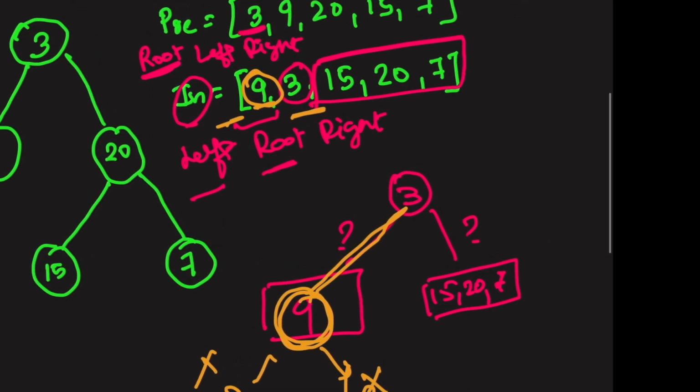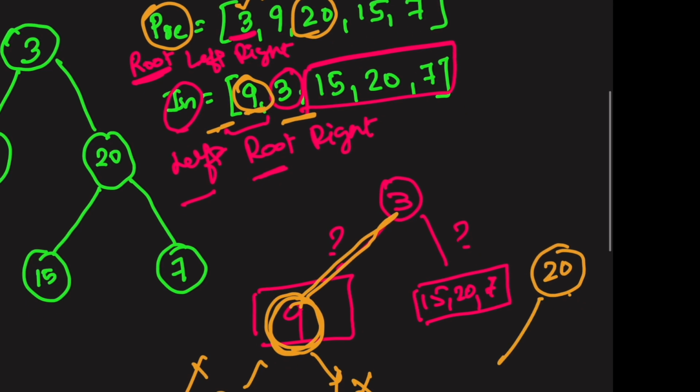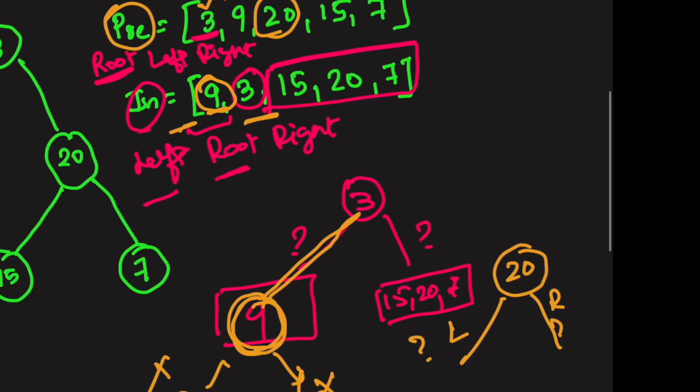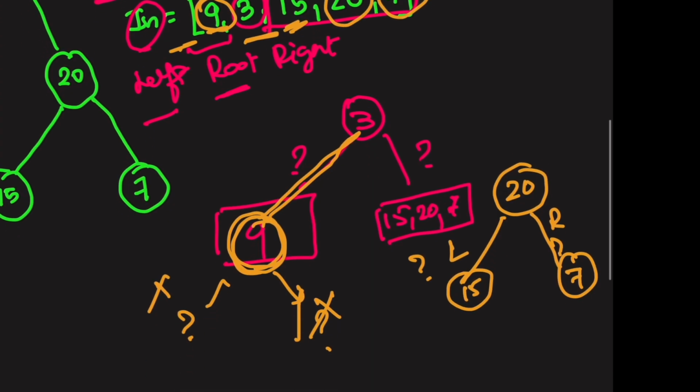Now if you come to 15, 20, and 7, how will we decide which one will be the root? So we will take the help of preorder traversal again. So our 3 is done, 9 is done, now 20. So we will make 20 as our root. Okay, now we need to make sure what will be the left side and what will be the right side of the node. So in this case, what is going to happen? If you see over here, my 20 is here, so my left side will become 15, and 7 will become our right. So that's how we created our tree.